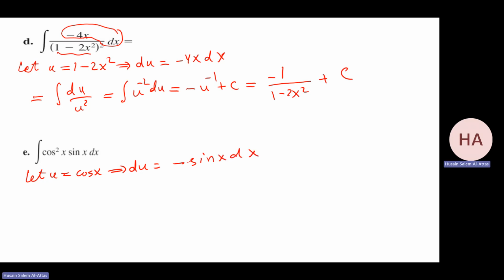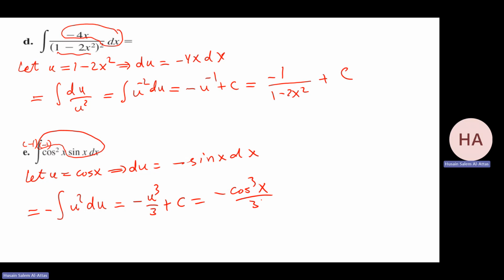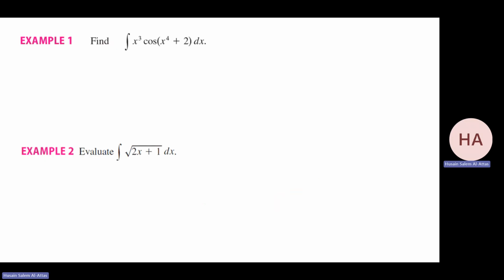So what I will do, I will multiply by a minus, and multiply by a minus here. This with sine x dx will be my du. So the answer is minus integral u squared du. That gives me minus u cubed over 3 plus c, which is minus cosine cubed x over 3 plus c. Okay. More problems?